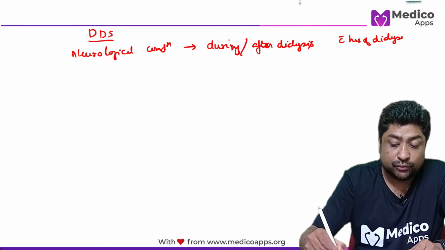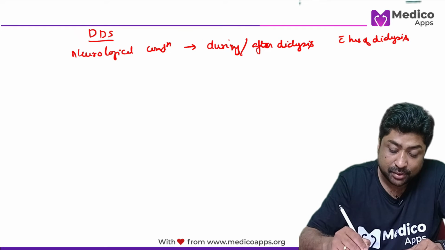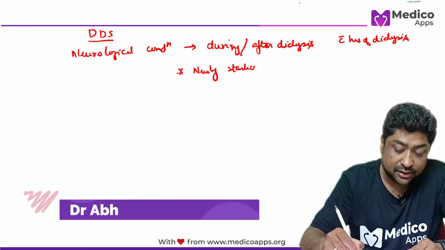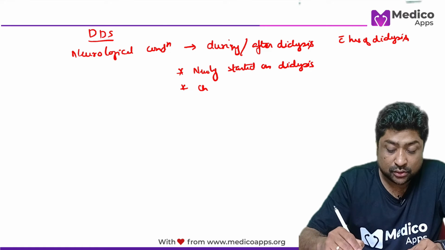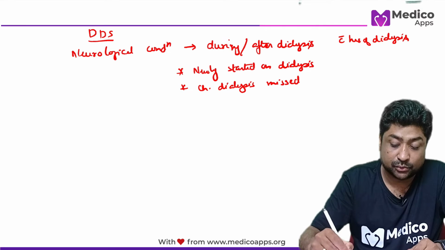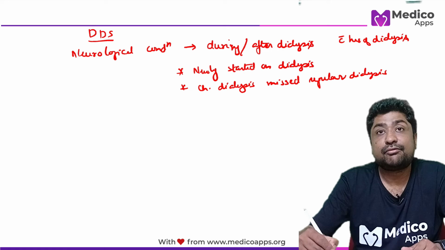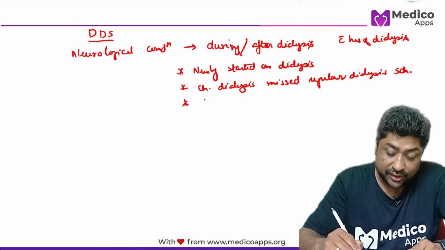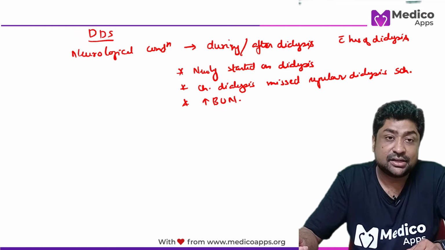Which are the dialysis patients more prone to dialysis disequilibrium syndrome? Remember, any patient who is newly started on dialysis, patients who are on chronic dialysis but have missed their regular dialysis schedule. Also, patients with very high blood urea nitrogen at the start of dialysis may be prone to dialysis disequilibrium syndrome.